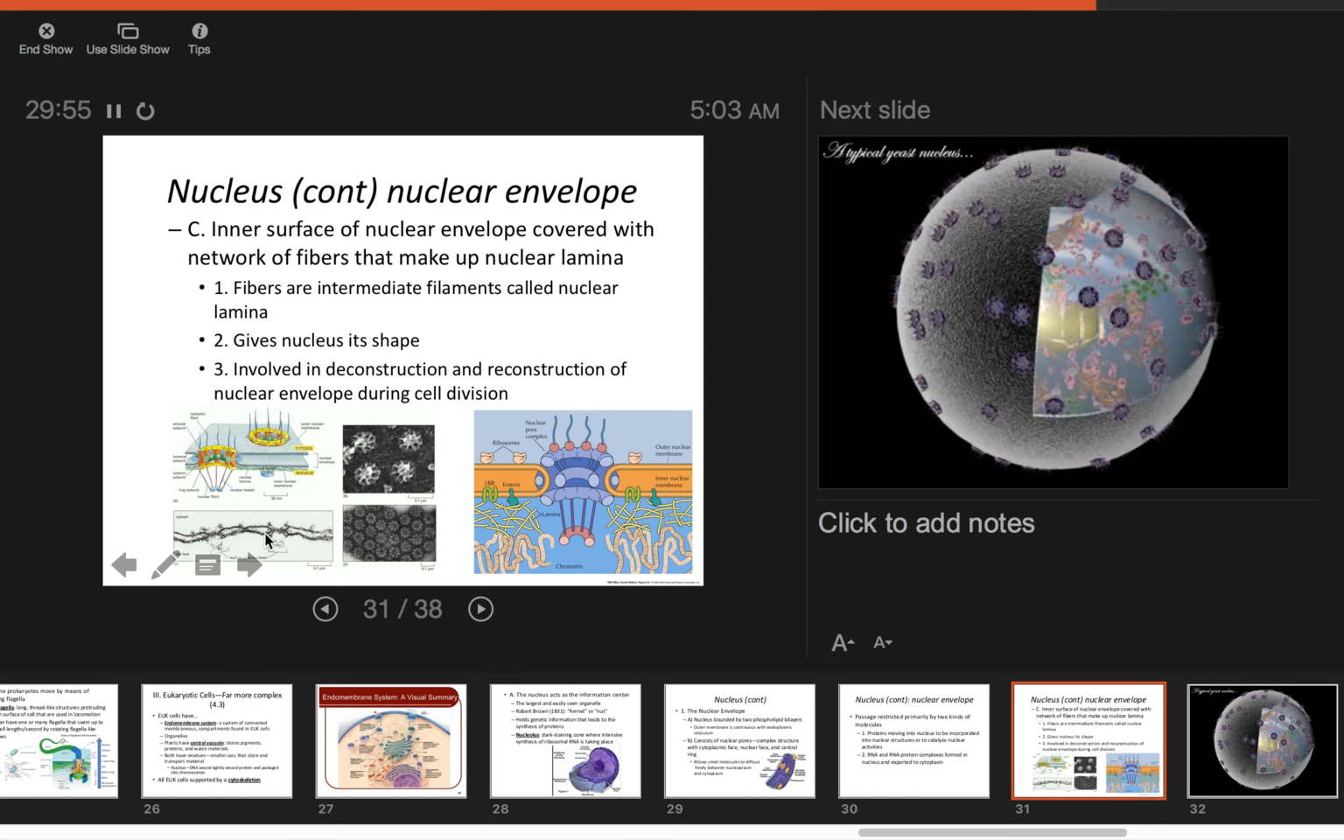Here's a transmission electron microscope image, and these are scanning electron microscope images. These are what the nuclear pores literally look like outside of a nucleus, and you can see that there are numerous.